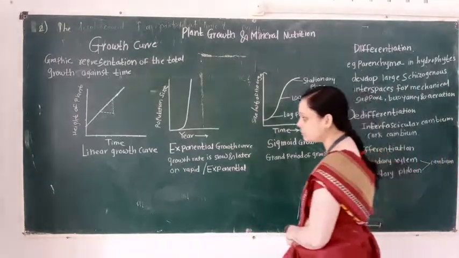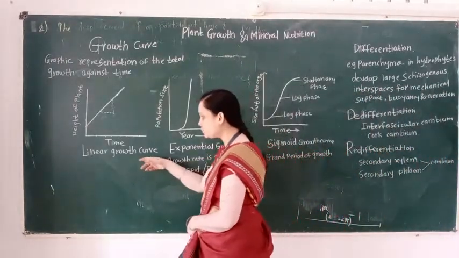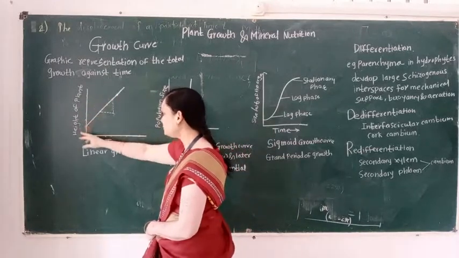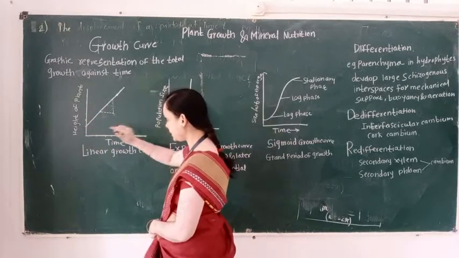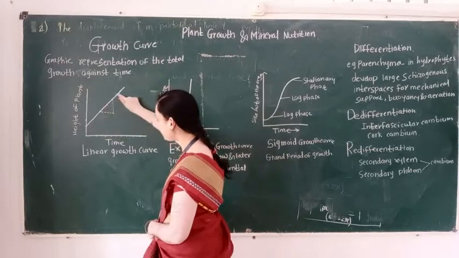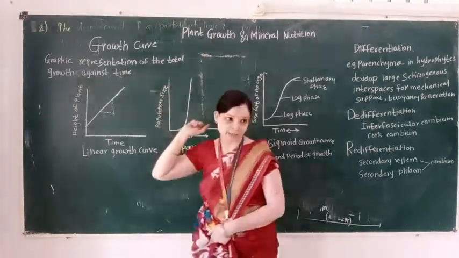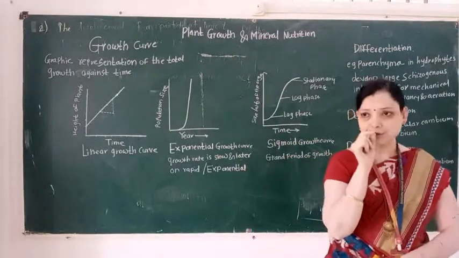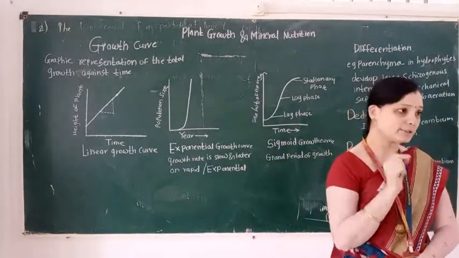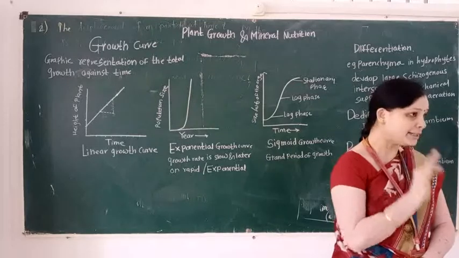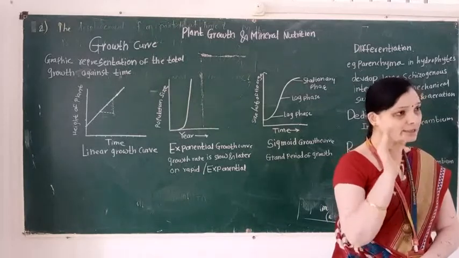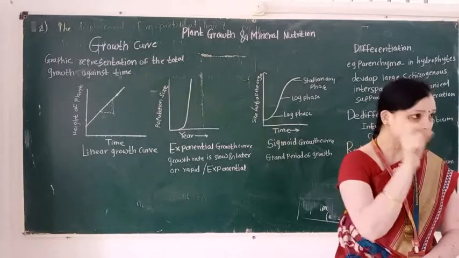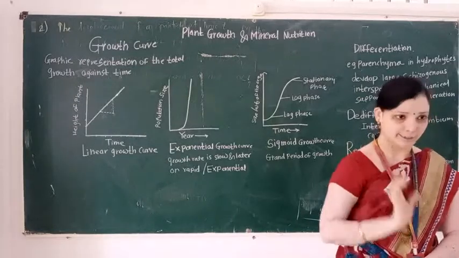Observe this diagram of the linear growth curve. The height of the plant is plotted against time. Then the growth curve is obtained in a linear manner. The linear growth curve is obtained in arithmetic growth, and here the growth rate is constant, so it is called a linear growth curve.